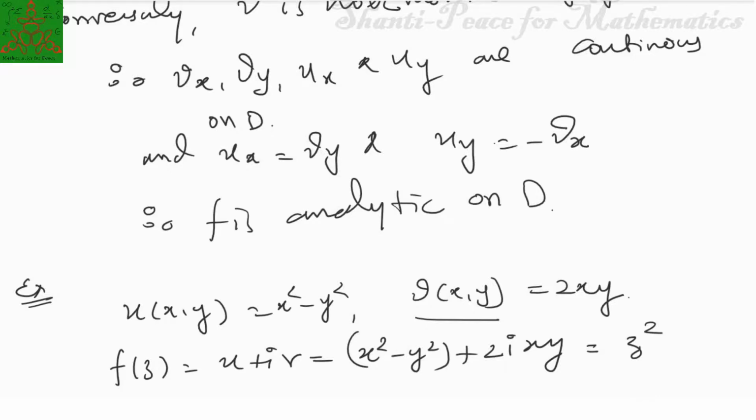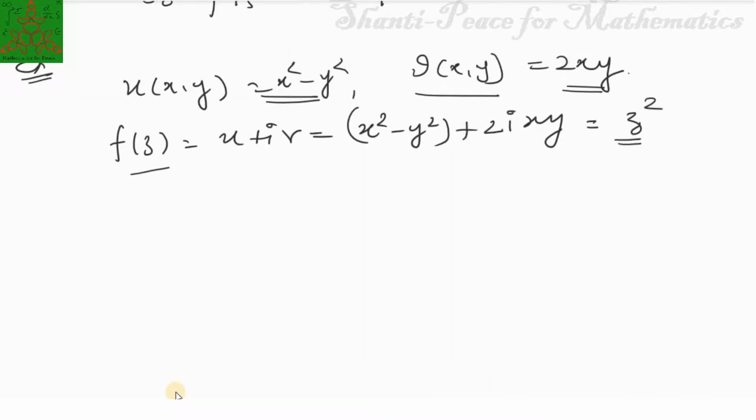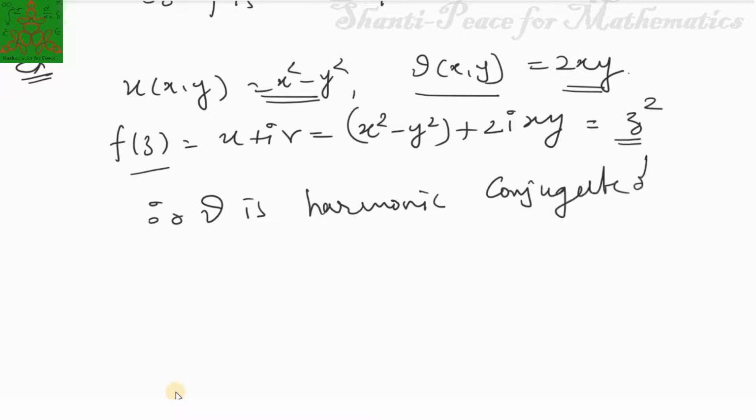We can say that v is harmonic conjugate of u because this function f, which is z square, is a polynomial, so it is analytic. So we can say that here v is harmonic conjugate of u.